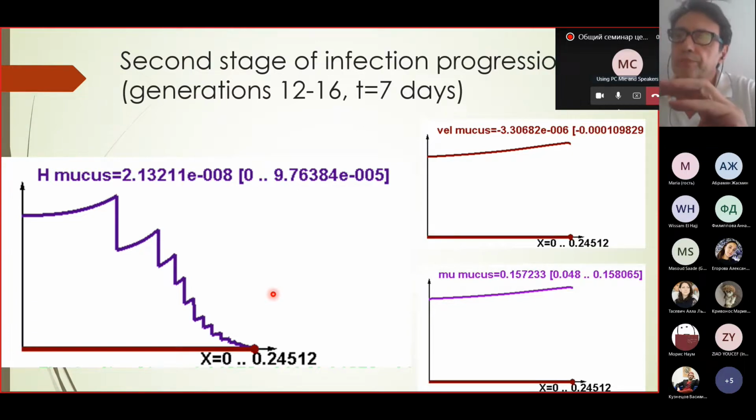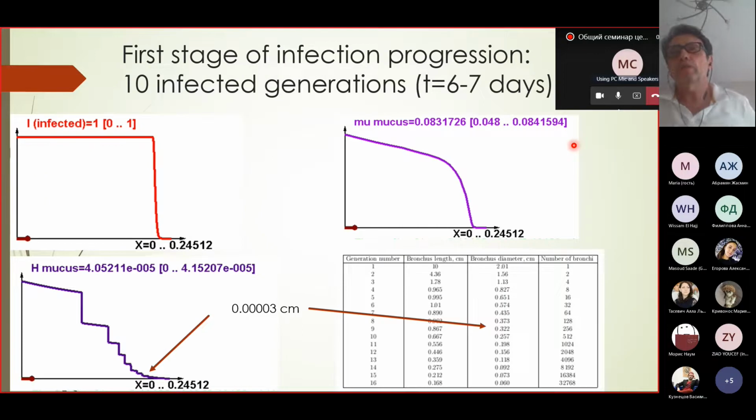Everything changes now. In what sense? Since all of them are now infected, all of them begin to produce viscous mucus. This is what is important. Why, in fact, I return to this first stage. Why does nothing important happen here?